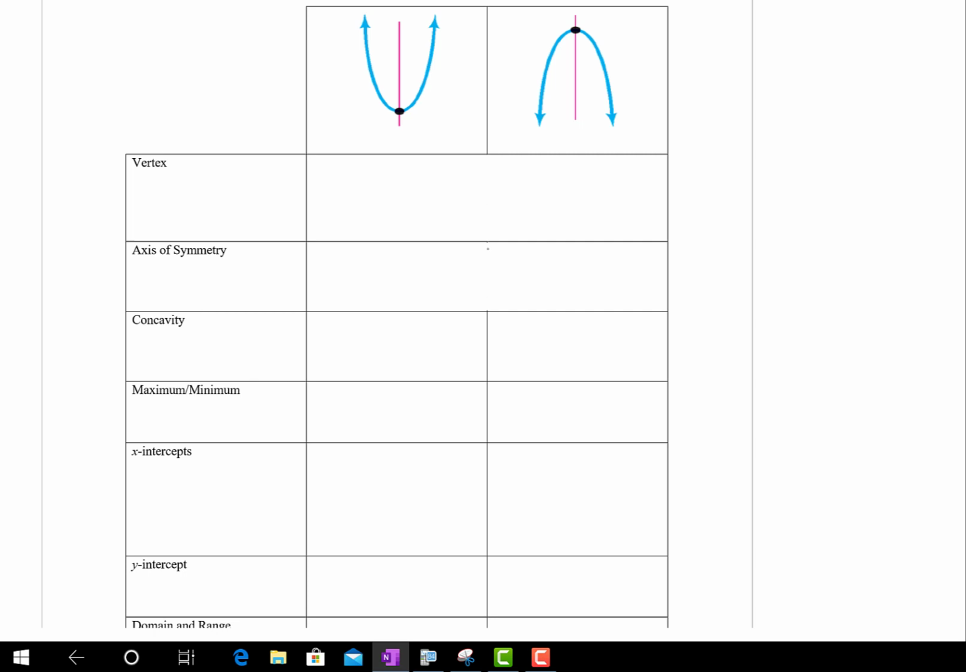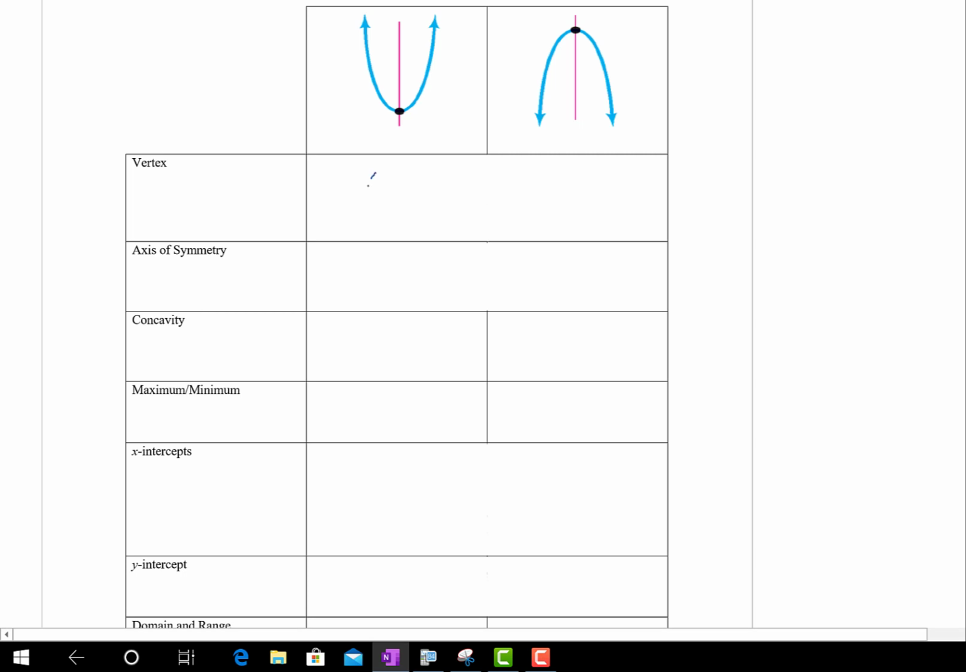maximum and, well, no, the maximum minimum, concavity and maximum minimum, we're going to leave those lines there, but we're going to erase the one for the x-intercepts. And I think we can also erase the one for the y-intercept as well. And I think that's about it. All right, so I think we're ready to start filling this in now.